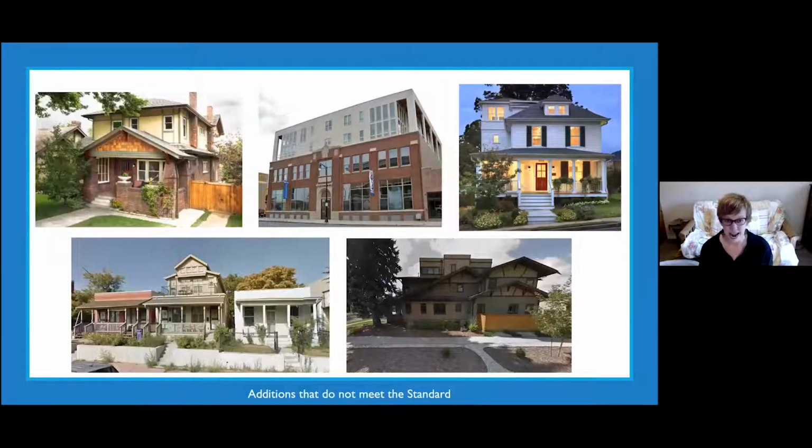Versus additions that would not meet the standards: pop tops that significantly change the massing and height and destroy original features such as the original roof form, additions that go straight up on commercial buildings and aren't set back and change the whole massing, a side addition that looks like it's swallowing the original property. Another one, a bungalow here on the lower right, has so many additions that it's hard to really keep track.